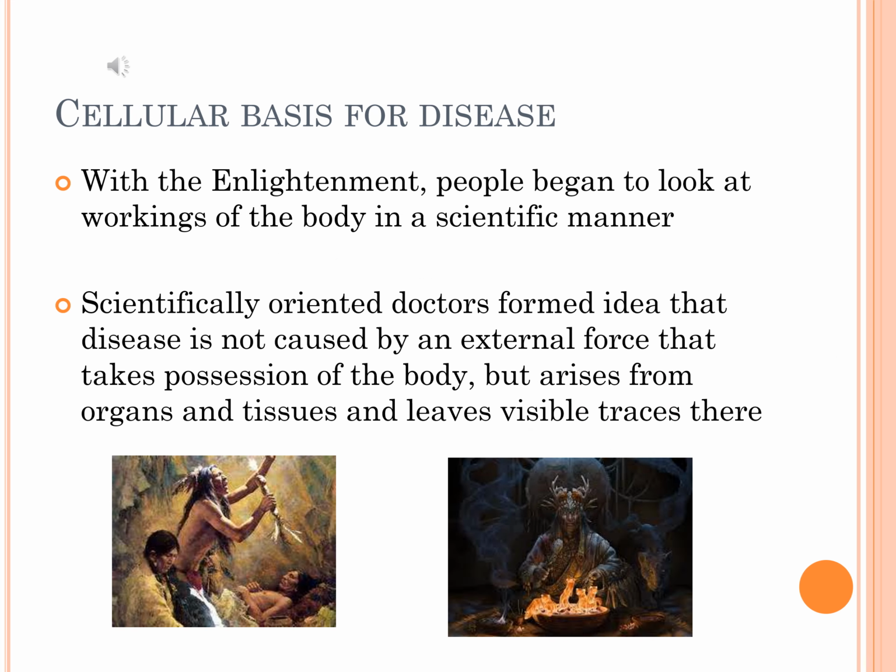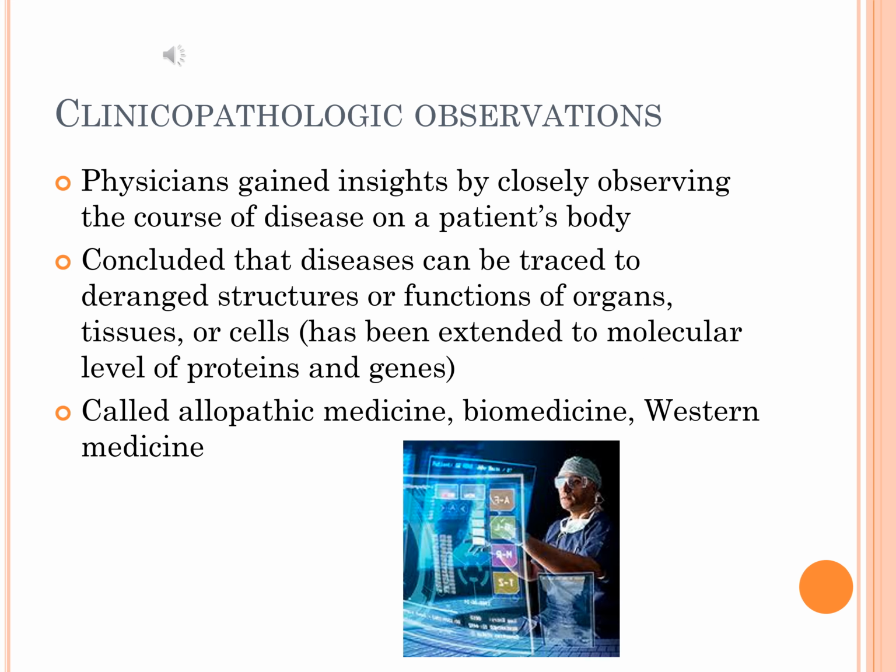Cellular basis for disease. With the Enlightenment, people began to look at the workings of the body in a scientific manner. Scientifically oriented doctors formed the idea that disease is not caused by an external force that takes possession of the body, but arises from organs and tissues and leaves visible traces there. Clinico-pathologic observations: physicians gained insights by closely observing the course of disease on a patient's body. They concluded that diseases can be traced to deranged structures or functions of organs, tissues, or cells. This has been extended to the molecular level of proteins and genes, called allopathic medicine, biomedicine, Western medicine.